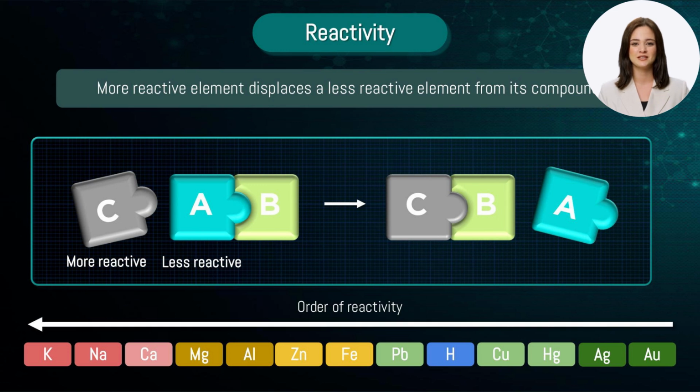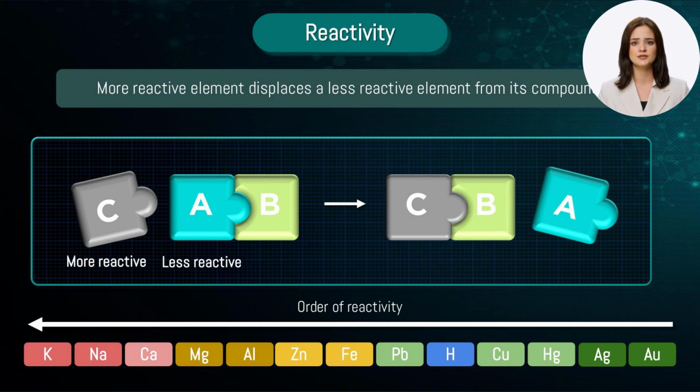A more reactive element displaces a less reactive element from its compound. Think of it like a set of interlocking puzzle pieces. If C, the more reactive element, wants to bond with B, it will kick out A, the less reactive element, to take its place. The order of reactivity for common metals is shown below the diagram. As you move from left to right, the reactivity decreases.